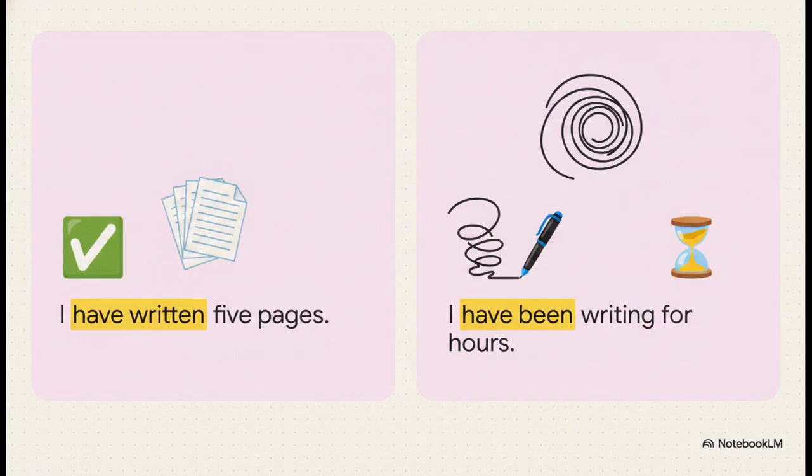Now, what's really interesting here is the perfect contrast between our perfect tenses. Listen to these two phrases. First, I have written 5 pages. The present perfect there focuses heavily on the result. The actual completion of those 5 pages. But compare that to, I have been writing for 3 hours. The present perfect continuous completely shifts our focus to the process and the grinding duration of the activity itself.